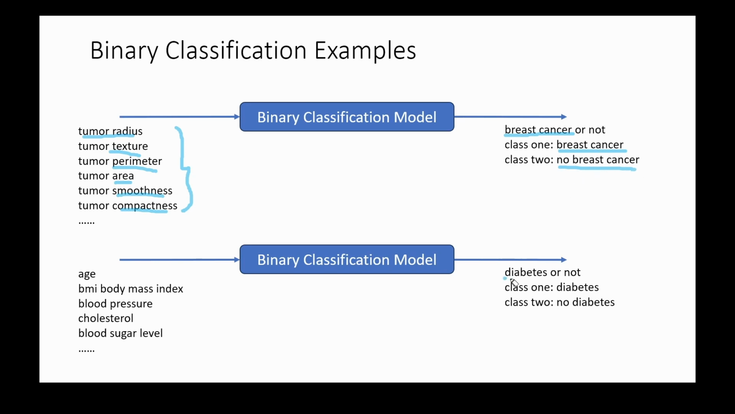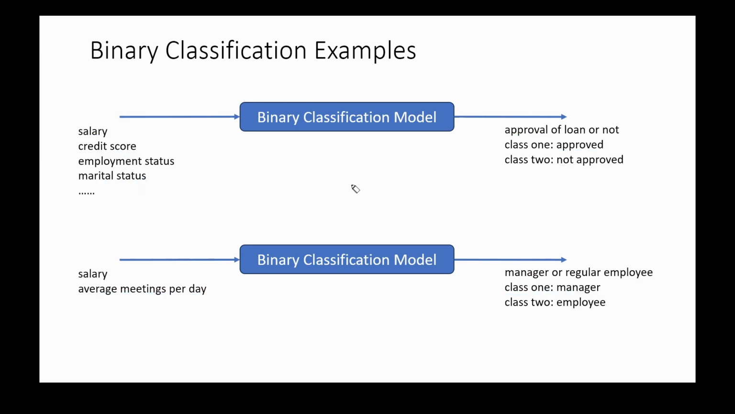Another example could be diabetes detection. So given the patient's age, BMI (body mass index), blood pressure, cholesterol, blood sugar level, etc., the output can be either one of the two classes. Class 1, the patient has diabetes. Class 2, the patient has no diabetes. Here are more examples. Let's say a banker wanted to know whether to approve a loan or not. This problem can be thought of as a classification model as well. So given the applicant's salary, credit score, employment status, marital status, the model will output either one of the two classes. Class 1, the loan should be approved. Class 2, the loan should not be approved.